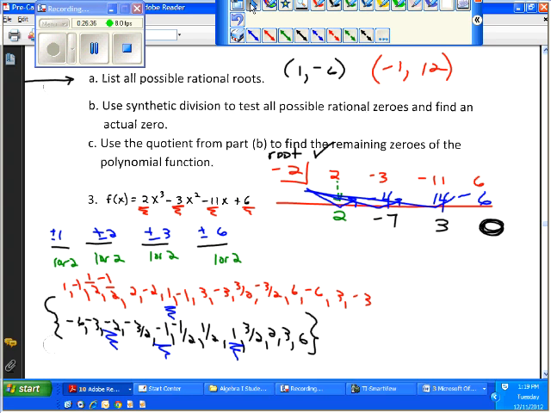Now, what does that mean? That means that we have x what? Plus 2 times. It was the third power, so what's that one going to be? Second power.